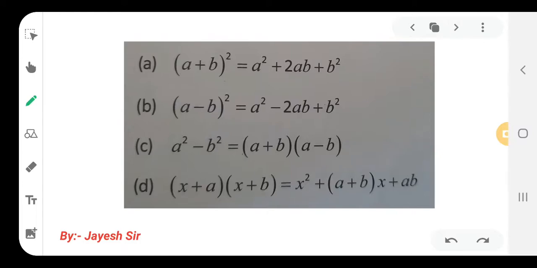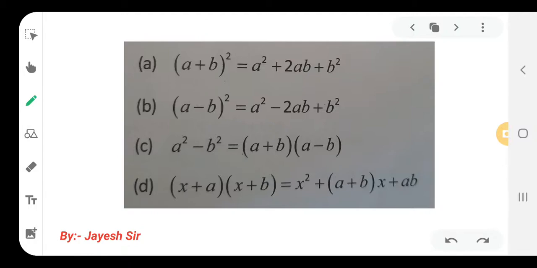Yes, now the identities that we are using in the factorization chapter are these: (a plus b) the whole square, which could be further expanded and written as a square plus 2ab plus b square. Similarly, the other formula is (a minus b) the whole square, which could be expanded and written as a square minus 2ab plus b square. Similarly, with the third identity, here no whole square is there, individual squares are there, that is a square minus b square, which could be written as (a plus b) in the first bracket, and (a minus b) in the second bracket.